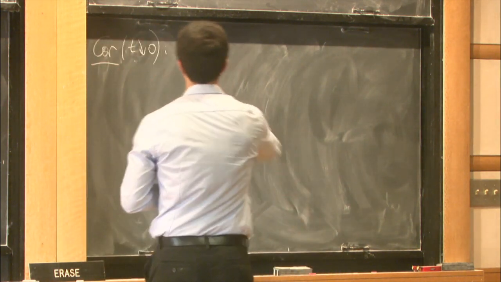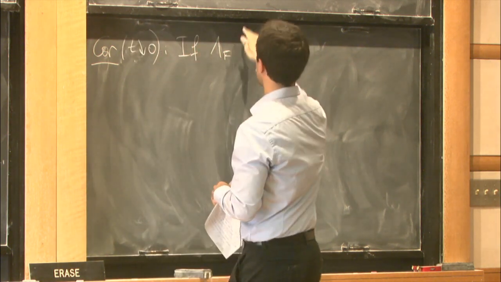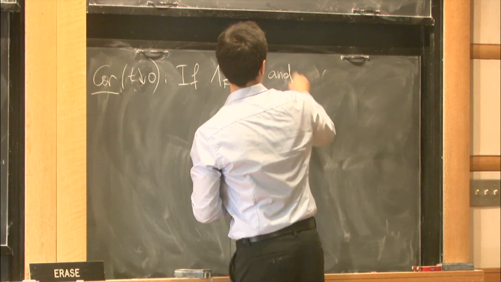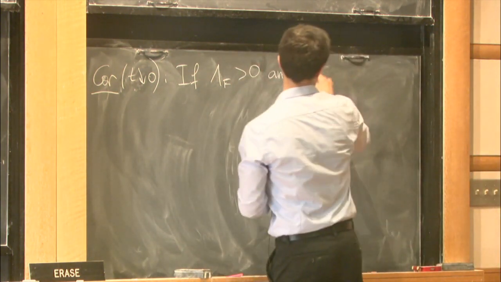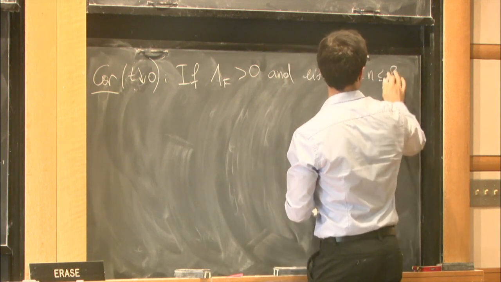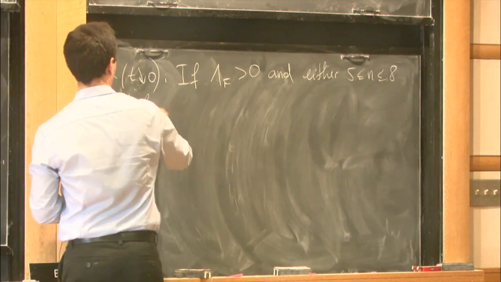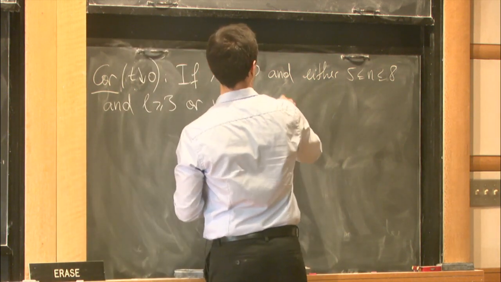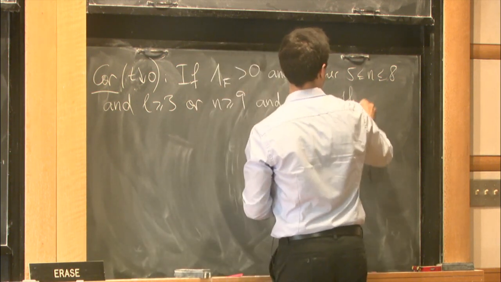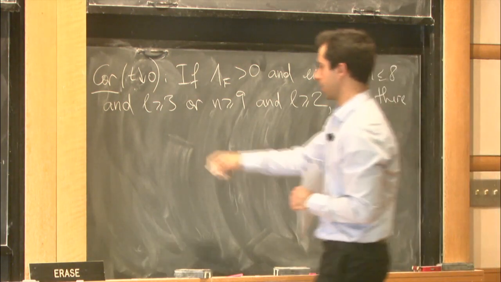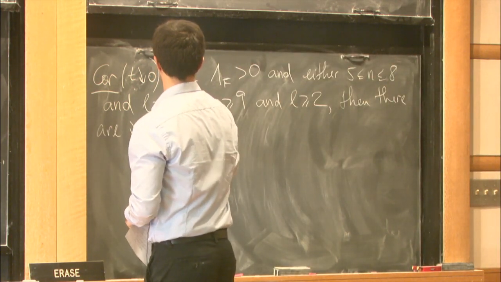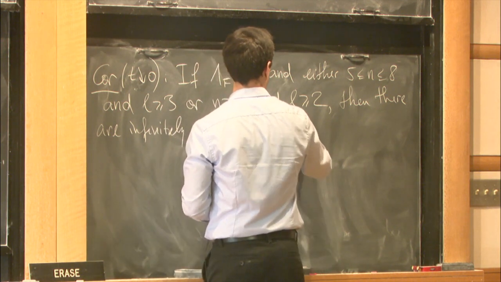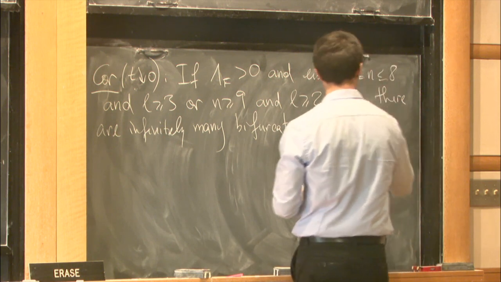So you can state the following. If the Einstein constant of the fiber is positive, and some dimensional assumption is satisfied, so either the dimension is between 5 and 8 for the total space, and the fiber has dimension at least 3, or the dimension of the total space is at least 9, and then you can allow 2-dimensional fibers. Well, in these cases, then there are infinitely many bifurcations for the constant Q-curvature problem as t goes to 0.